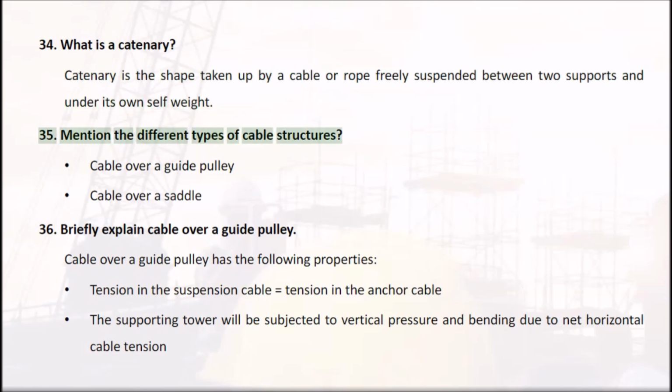Mention the different types of cable structures. Cable over a guide pulley. Cable over a saddle. Briefly explain cable over a guide pulley. Cable over a guide pulley has the following properties. Tension in the suspension cable equals tension in the anchor cable. The supporting tower will be subjected to vertical pressure and bending due to net horizontal cable tension.